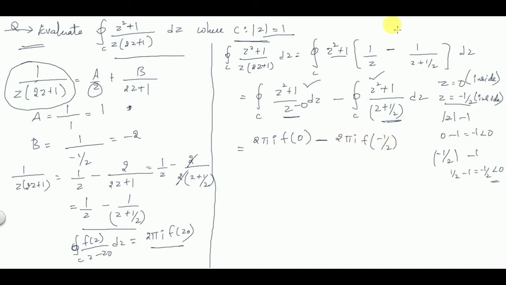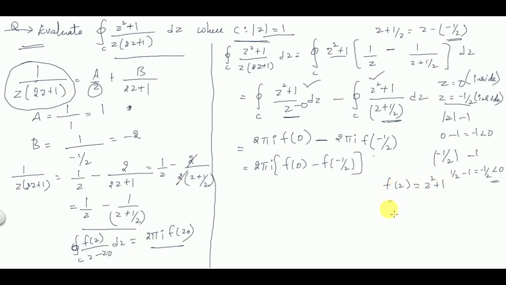So z plus 1 by 2 can be written as z minus of minus 1 by 2. So z naught value is minus 1 by 2. So I have written this: 2 pi i into f of 0 minus f of minus 1 by 2. If you take 2 pi i common, we have f of z equal to z square plus 1.